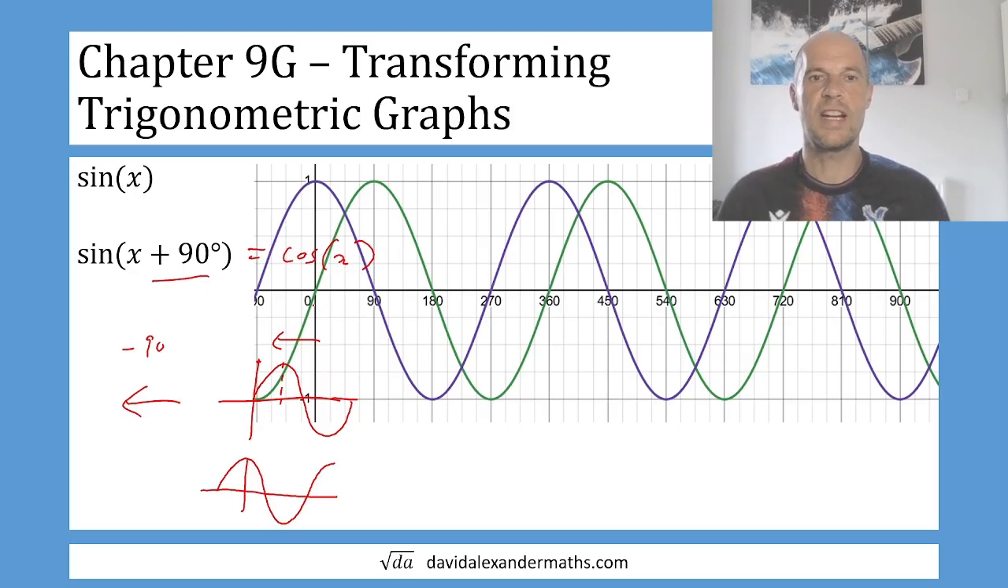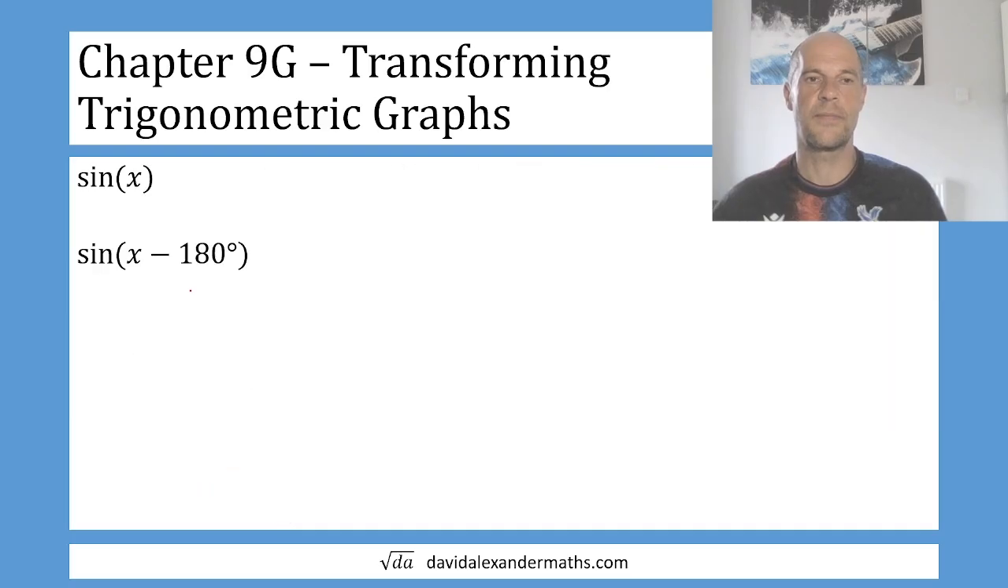Here is the green line, that is the sine of x, and all we are doing is just shifting the whole graph 90 degrees to the left. So we just need to see that as a translation to the left by 90 degrees.